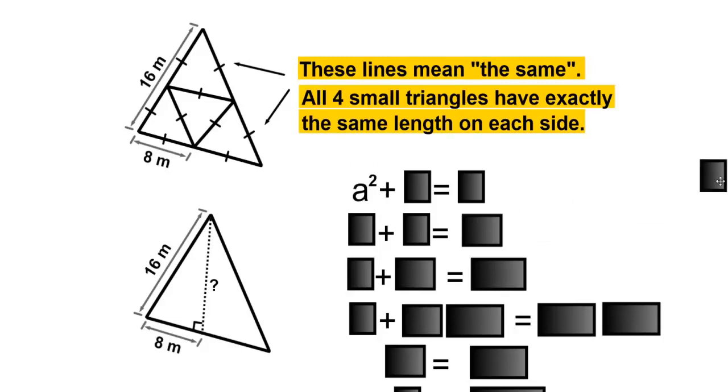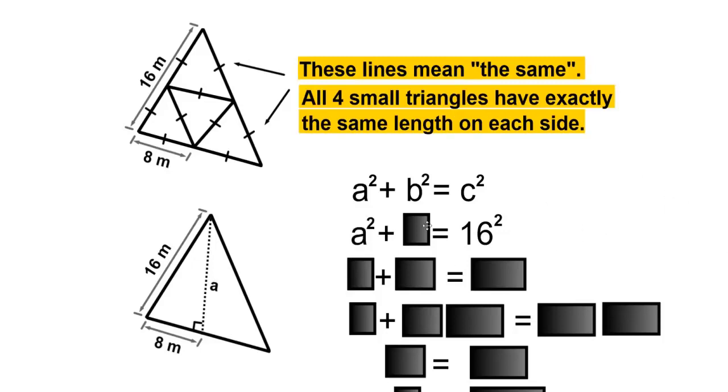Since it's a right-angled triangle, we can use Pythagorean Theorem to solve. A squared plus b squared equals c squared. Our c will be the line opposite of the right angle, which is 16. And between a and b, it doesn't matter, so we'll call this one a, and we'll call the 8 meters our b. So a squared plus 8 squared is equal to 16 squared. 8 squared is 64, and 16 squared is 256.